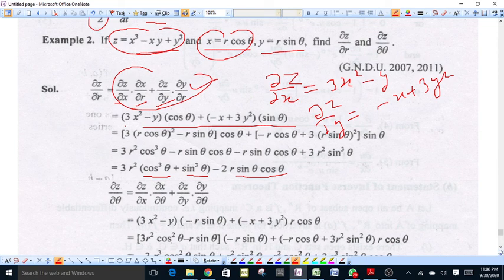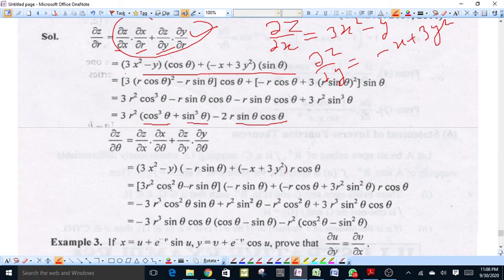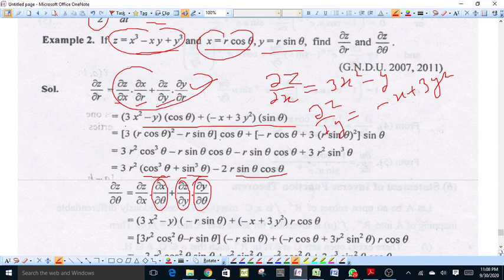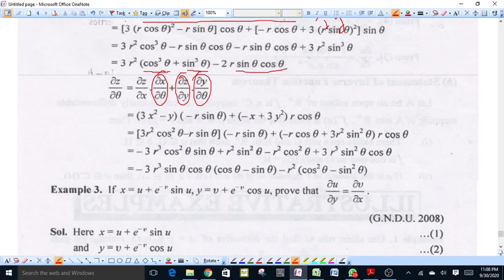Similarly curly z upon curly theta will be equal to curly z upon curly x into curly x upon curly theta plus curly z upon curly y into curly y upon curly theta. By differentiating z partially with respect to x and y, and then differentiating x and y with respect to theta partially, and putting all these values in this, we get curly z upon curly theta is equal to minus 3r cube sin theta cos theta sin theta minus sin theta minus r square cos square theta sin square theta.